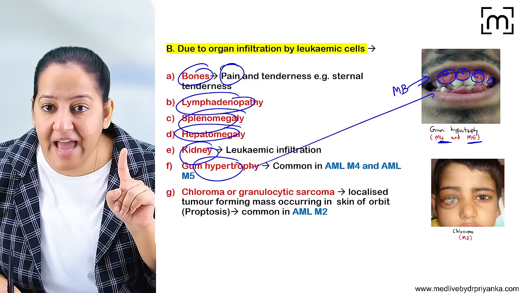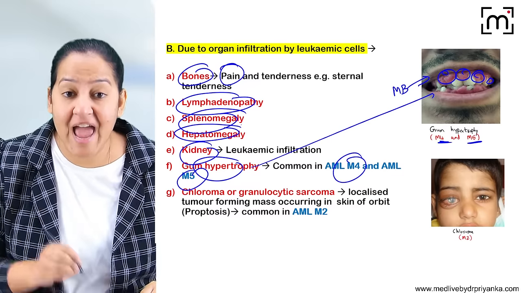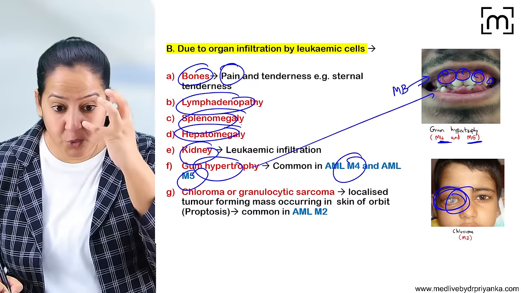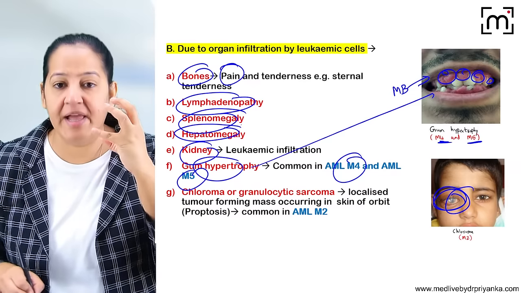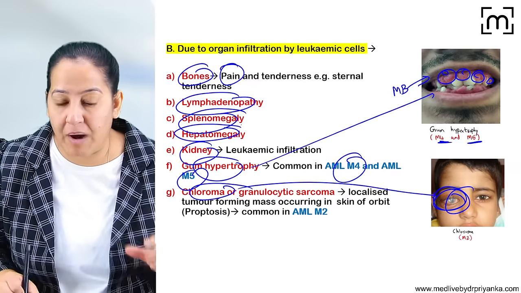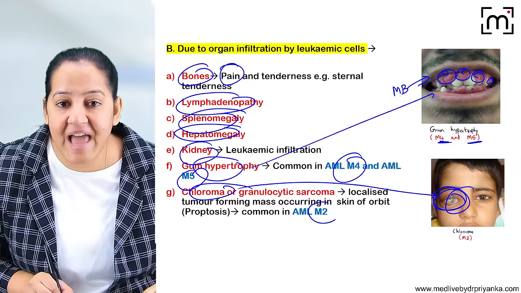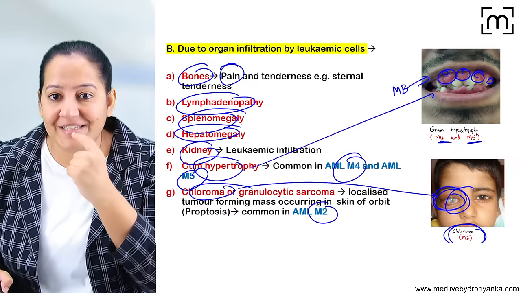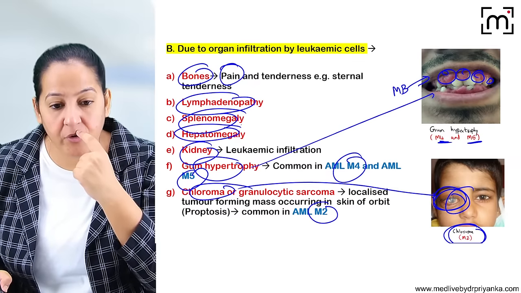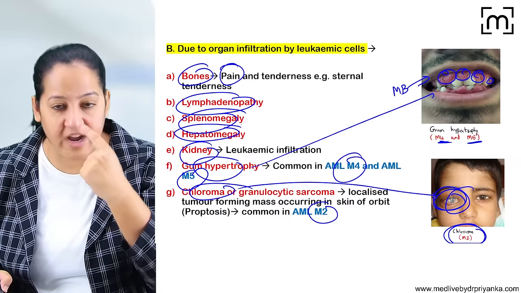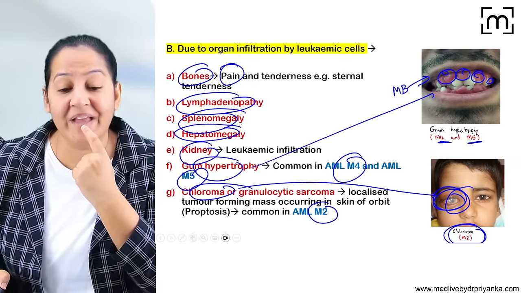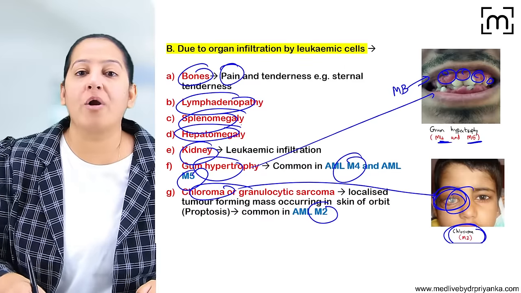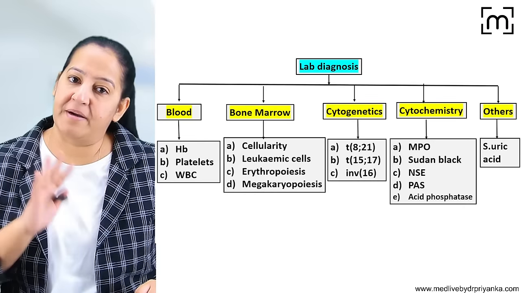It is seen in M4 and M5. You get the MCQ on that, not in others, M4 and M5. And it can move into the orbit and swell the eyeball, okay? It is known as chloroma. In the eyeball, it is known as chloroma and it happens in M2. So chloroma in the orbit is M2, and gum hypertrophy is M4, M5. M2, M4, M5. How many of you got it? Say yes. So this is the organ infiltration, which is not a feature of CML, but a feature of AML.